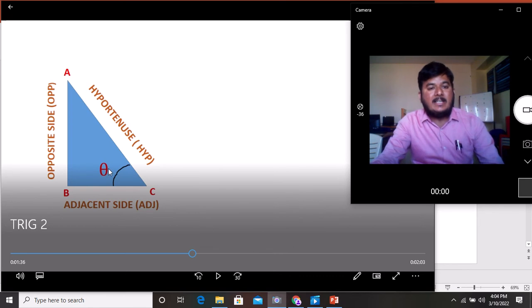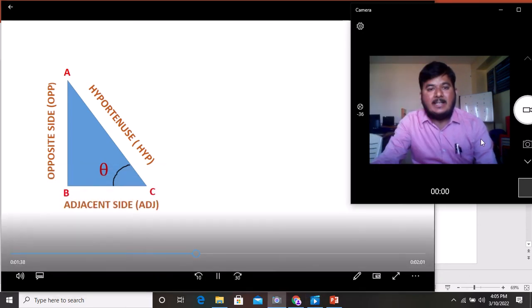Opposite to this angle theta, the side AB we call the opposite side. The side along the angle with horizontal side BC is called the adjacent side. The longer side of the right angle triangle we call the hypotenuse. In simple words, for defining the trigonometric functions, the opposite side will be referred to as OPP, the adjacent side as ADJ, and the hypotenuse as HYP.